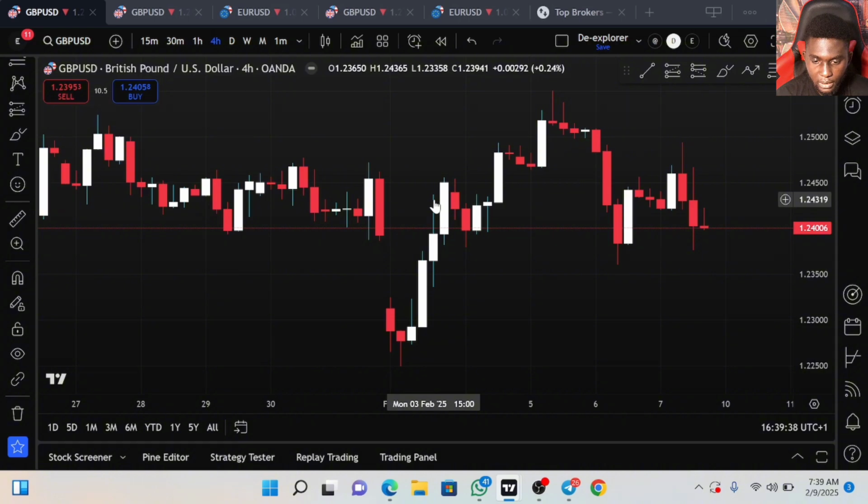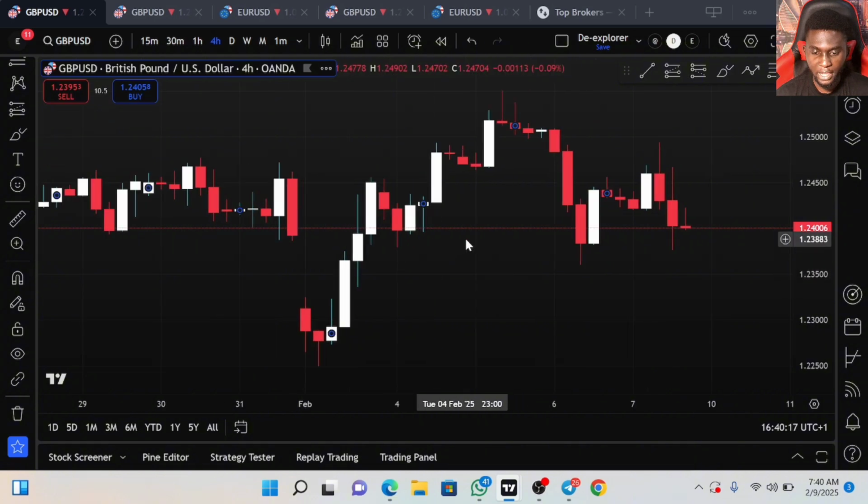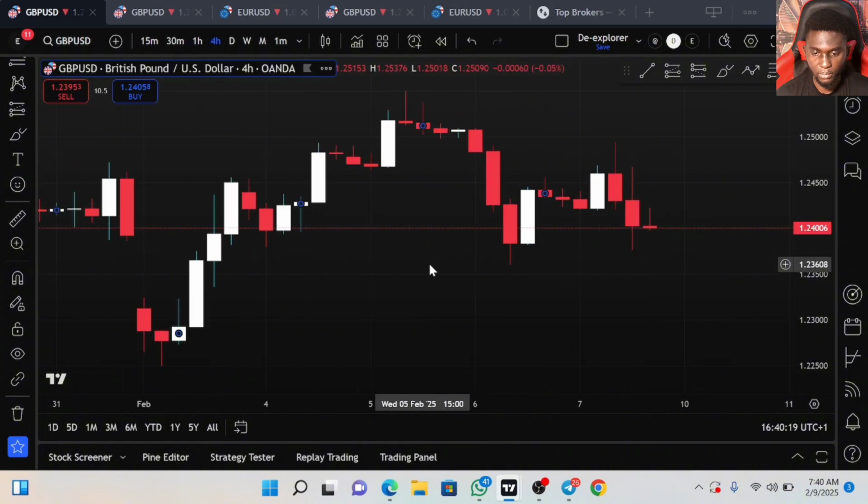And now this is the wick. Another name for the wick is shadow. That means when this candle opened, it opened here and it went all the way to this place. This was the highest price the candle went to before it came back down. So this is the high, and you see where my cursor is, this is the low. All right, for the bearish candle, let me enlarge this so you can see it properly.